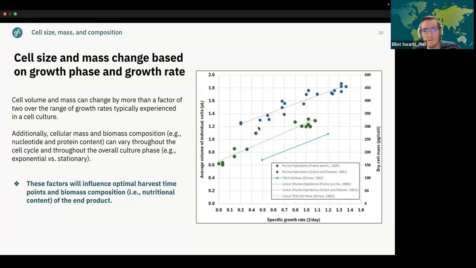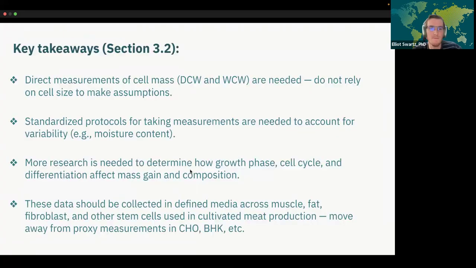And actually, not a lot of emphasis has been placed on this in other industries because it's perhaps less important. But with cultivated meat, it can really influence the biomass composition, which really turns into the nutritional content of the end product. And so discovering more about how to optimally harvest your cells is going to be also important, not only for productivity, but also the ultimate value of your end product, which might be tied to, let's say, the fat content or protein content of the cells.